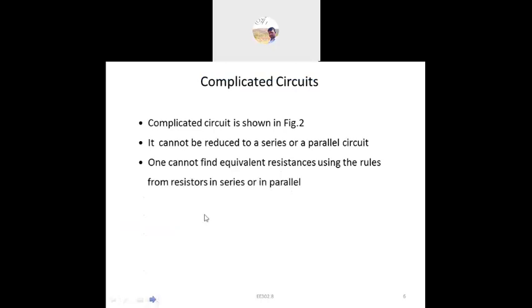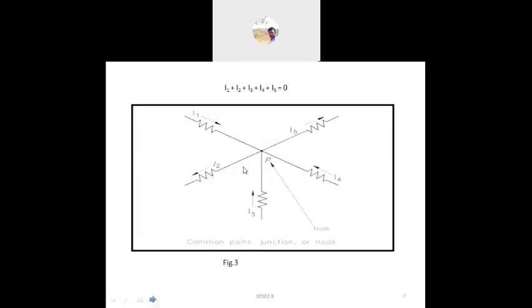Kirchhoff current and voltage laws are used to solve this circuit. First is Kirchhoff current law. Kirchhoff current law states that the algebraic sum of the currents at a node point in the network at any instant of time is 0. This is the node point, and all the currents coming to this node sum to 0.